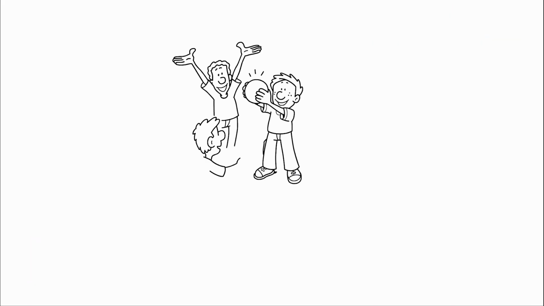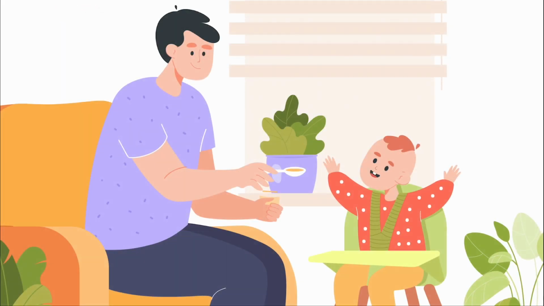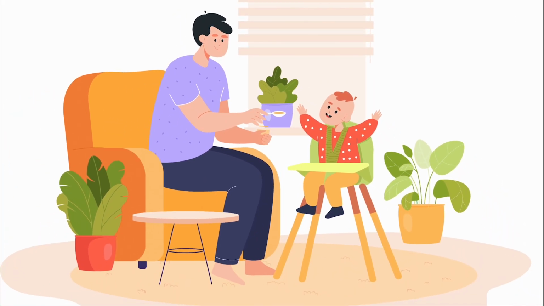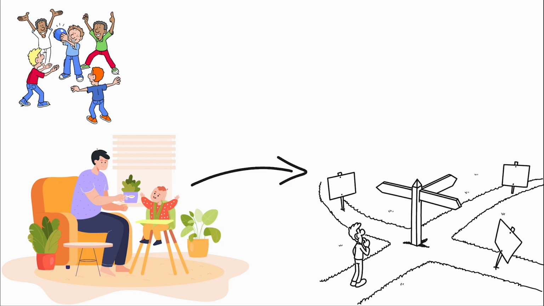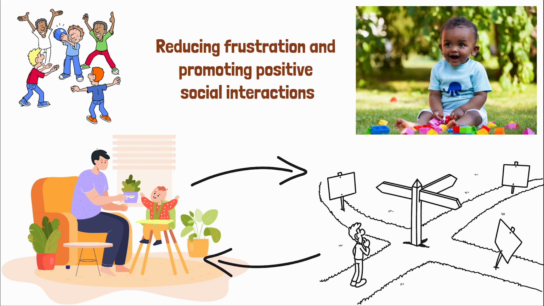Furthermore, language interactions foster social development. When caregivers engage in reciprocal babbling, cooing, and eye contact with infants, they promote attachment and emotional bonding. This attachment, in turn, creates a secure base for infants to explore the world, knowing they have a reliable caregiver. Moreover, language helps infants understand and communicate their needs, reducing frustration and promoting positive social interactions.